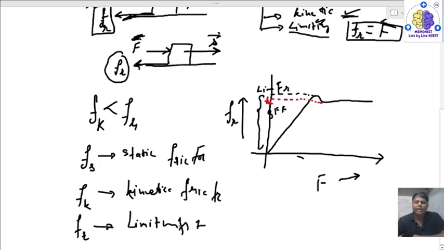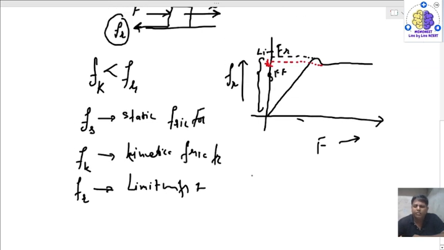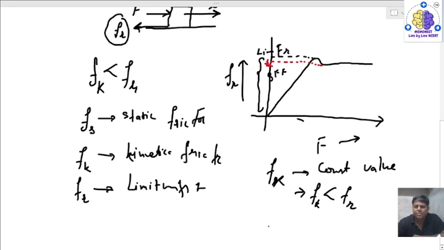So from the graph, what are the findings? What we find is that Fk, the kinetic frictional force, is a constant value. First thing, this occurs when the body is in motion, right? Second thing from the graph, this Fk is constant, and the kinetic frictional force is less than the limiting frictional force, right?